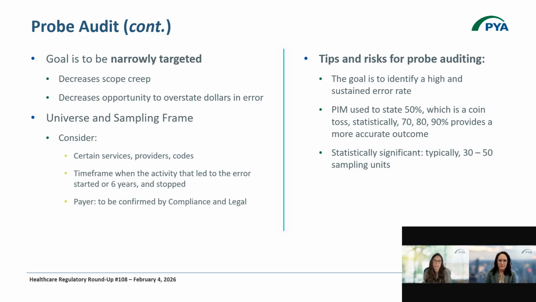And then for meaningful interpretation, a probe usually needs to be 30 to 50 sampling units to really provide that solid preliminary indication of risk. So Valerie, any other thoughts on probe audits before I move on?